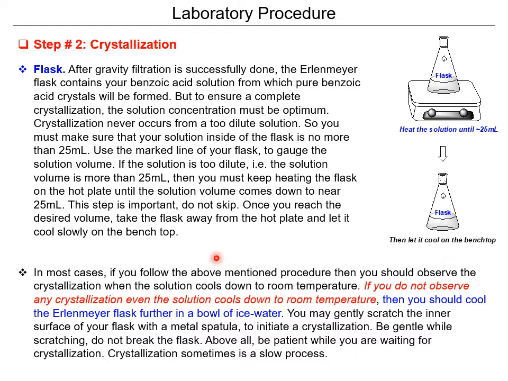But if you do not observe any crystallization, even when the solution cools to room temperature, then you should cool the Erlenmeyer flask in a bucket of ice water. If this doesn't work, you can also scratch the glass, or you can use a seed crystal. The reason for this is the crystal needs something to grab onto, right? Sometimes these flasks are way too smooth, and there's nothing that'll catalyze the formation of a crystal. So it needs something to grab onto. This is why the scratching of the glass with a spatula is needed, or the seed crystal, which also functions.